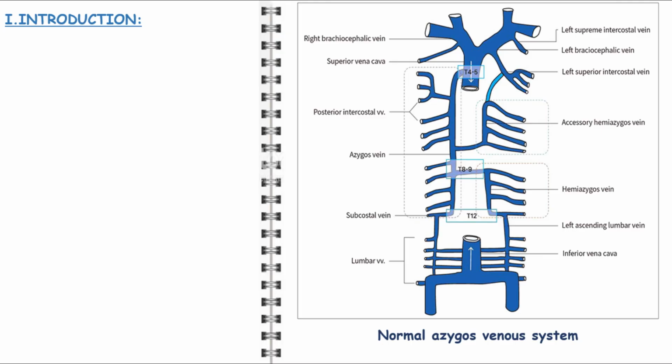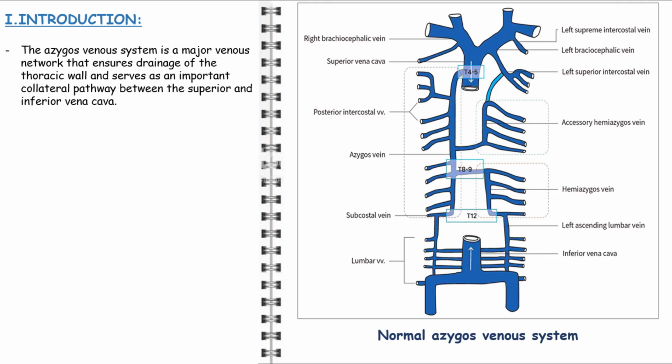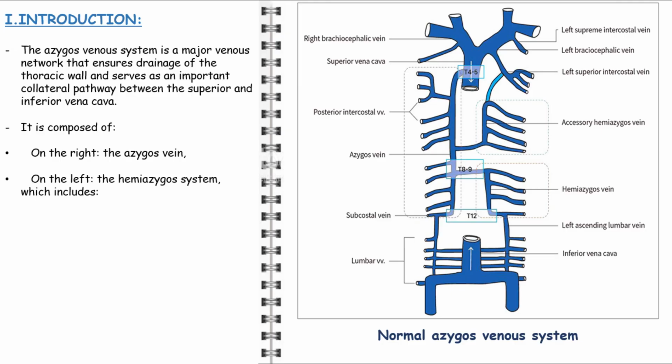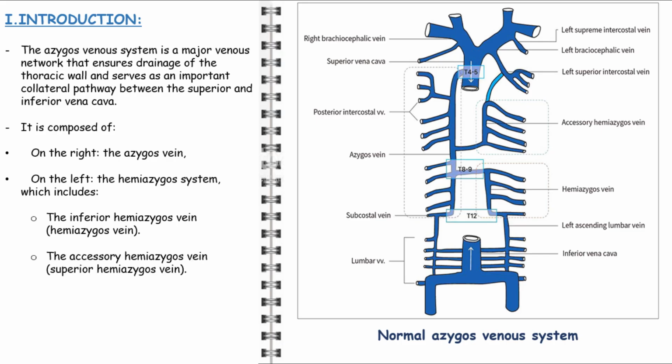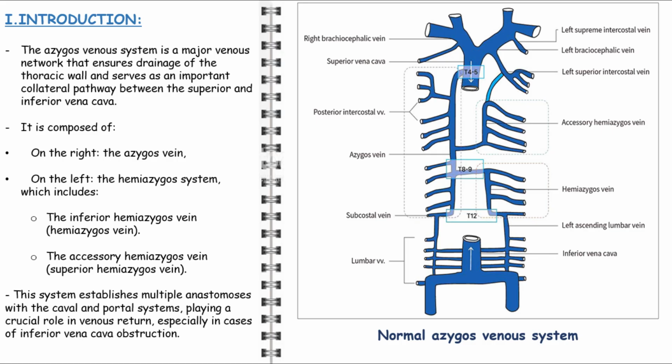The azygos venous system is a major venous network that ensures drainage of the thoracic wall and serves as an important collateral pathway between the superior and inferior vena cava. It is composed of, on the right, the azygos vein, and on the left, the hemiazygos system, which includes the inferior hemiazygos vein or hemiazygos vein, and the accessory hemiazygos vein or superior hemiazygos vein. This system establishes multiple anastomoses with the caval and portal systems, playing a crucial role in venous return, especially in cases of inferior vena cava obstruction.